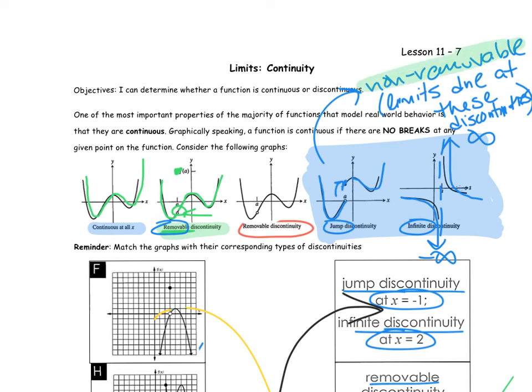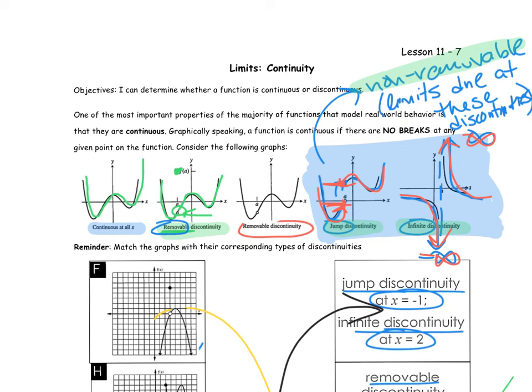So these two examples here for the jump and for the infinite discontinuity, they're non-removable because limits don't exist at these discontinuities, right? As we approach this value here for a from the left, for x, and then from the right, the limit does not exist. We're approaching two different y values. Similarly, with the infinite discontinuity, one of them is approaching negative infinity, the other is approaching positive infinity. So these are non-removable discontinuities because the limits don't exist here.